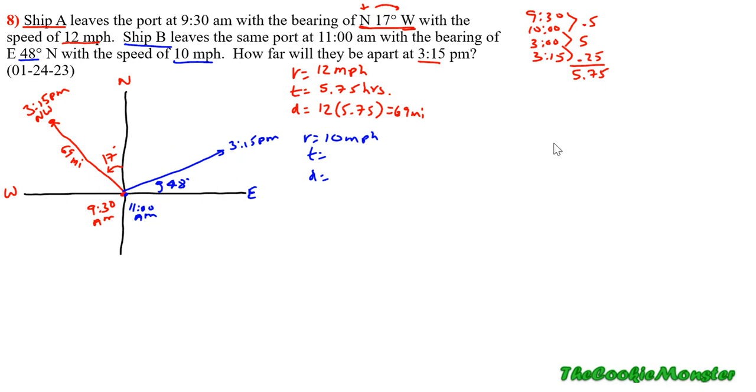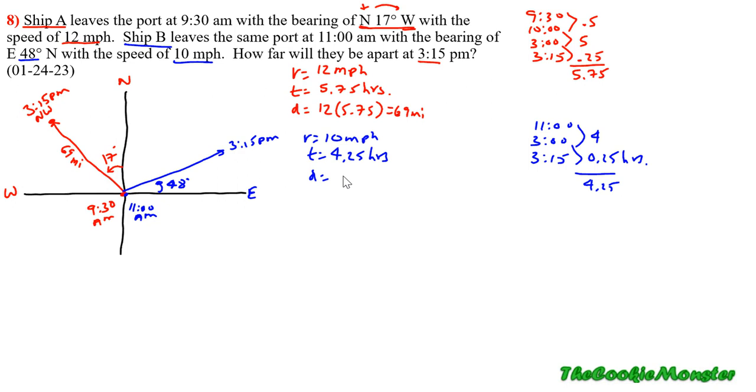So do the same thing over here. It starts at 11 until, let's say, 3 p.m. So that's 4 hours. And then from 3 o'clock till 3:15, that's a quarter of an hour, which is the same thing as 0.25 hours. If you add those up, you get 4.25. So time is 4.25 hours.